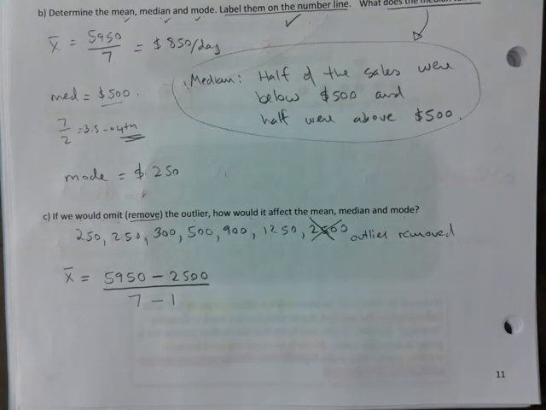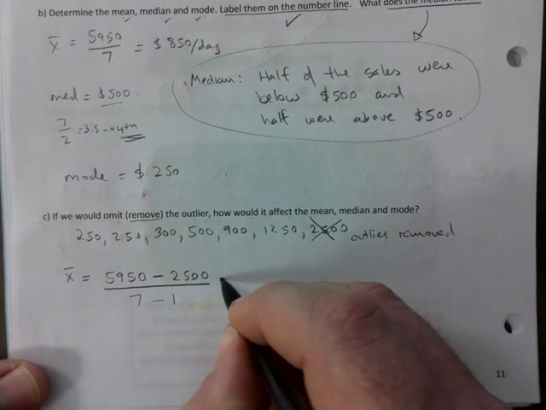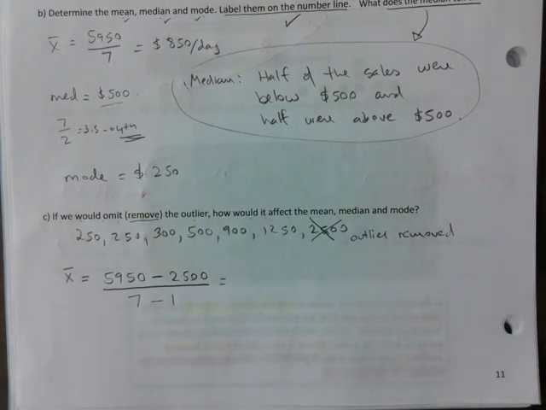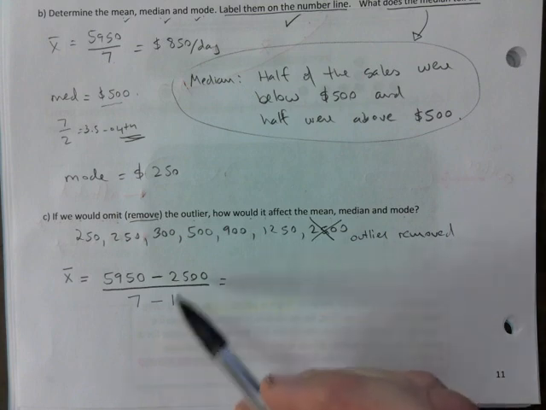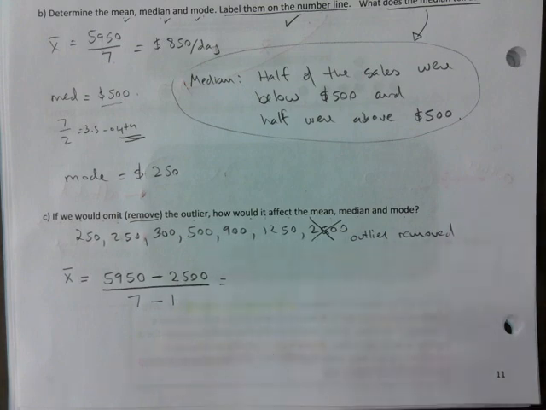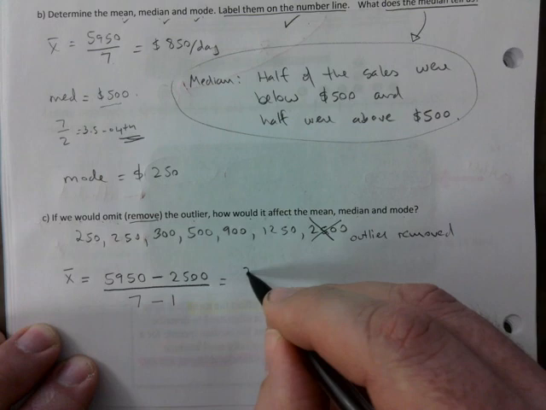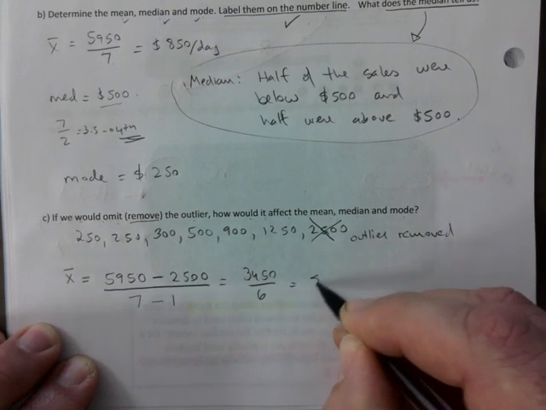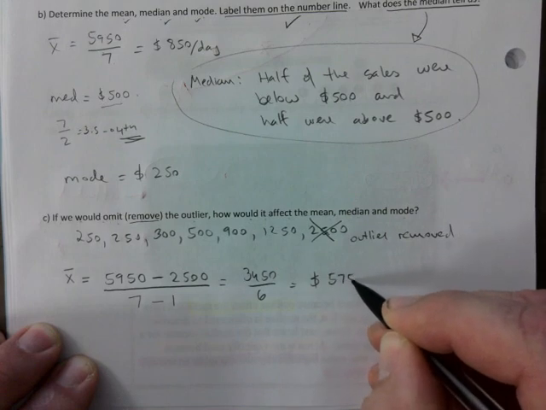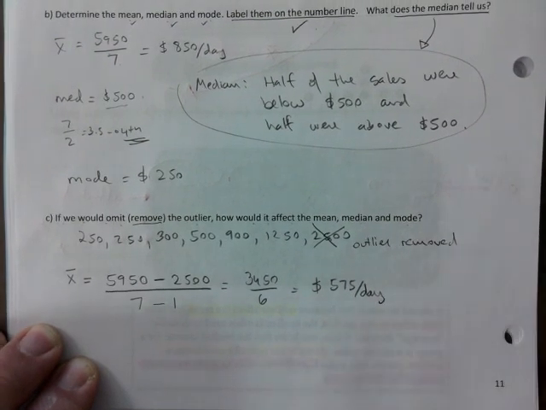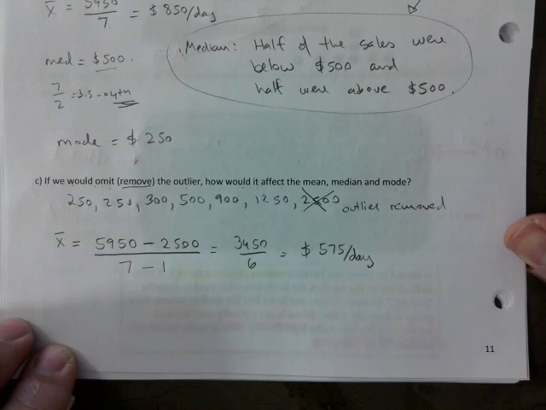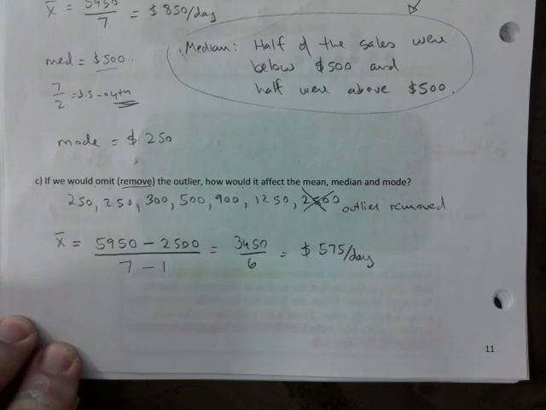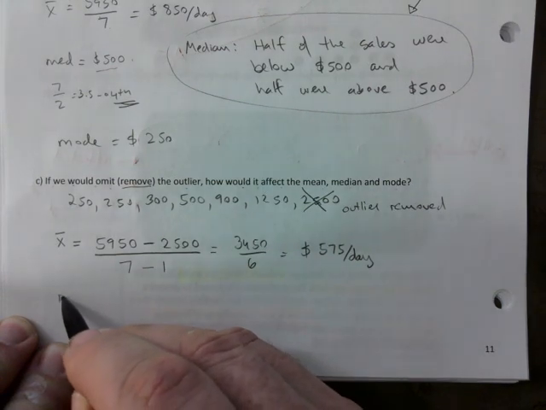This is actually going to save you a lot of time down the road because I'm going to ask you like 14 numbers. Hey, if you remove the outlier, what's your new mean? This is the way to go. Okay, so that's 3450 over 6. So it's now 575 a day that you're making. Has it changed from before? Absolutely. It used to be 850. How about my median?